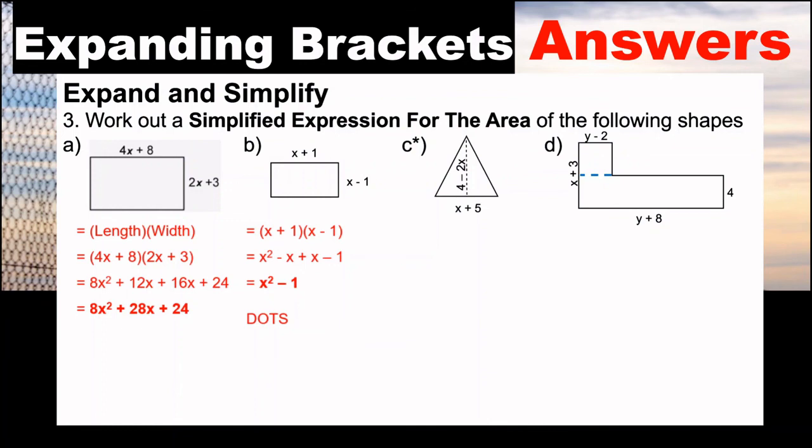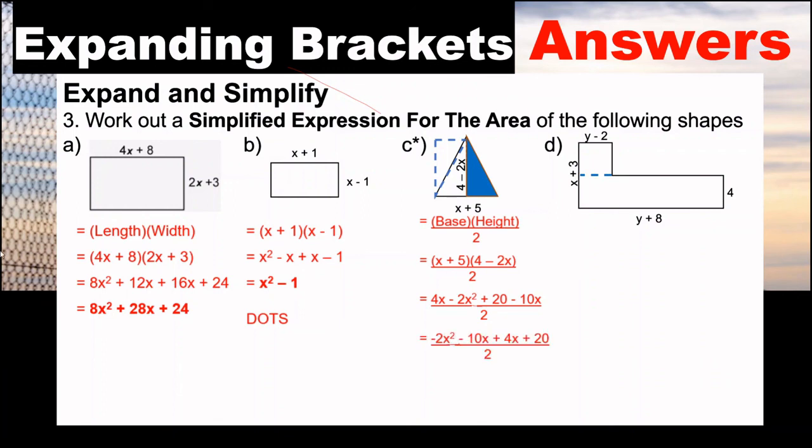For question 3C, remember we could treat a triangle as half of a rectangle. So we've done base, which is x plus 5, times height, which is 4 minus 2x, but don't forget to divide by 2. So x plus 5 times 4 minus 2x over 2. First, we'll expand those brackets out, and don't forget to put it over 2. Then we'll group our like terms.